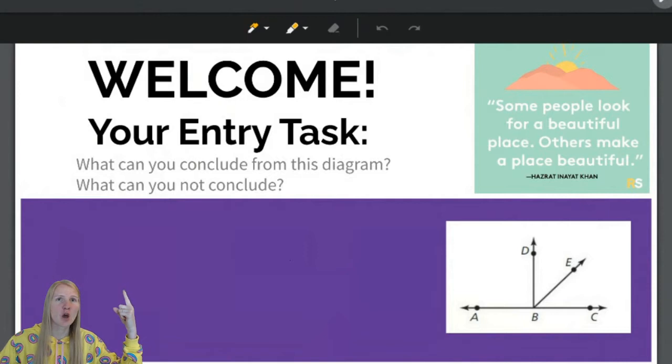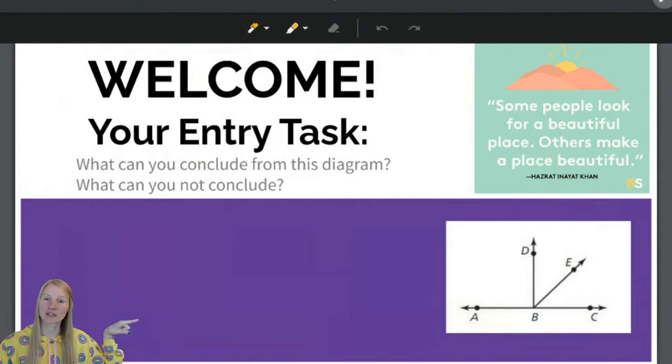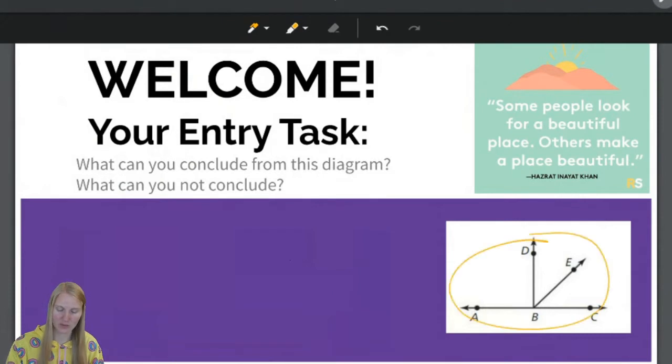So, what can you conclude from this diagram? What can you not conclude? So 2.3 today is all about looking at diagrams. What do you know by looking at this diagram?